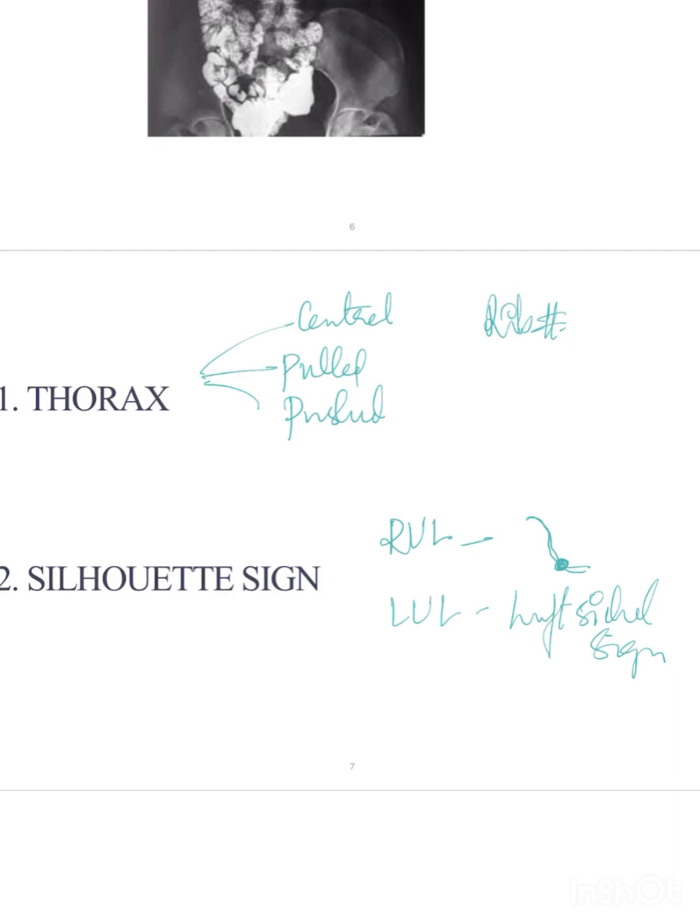Then right heart border is obscured in right middle lobe or medial segment of right lower lobe. Similarly, left heart border is obscured during pathology in lingula or left lower lobe. So just remember these things, and hemidiaphragms are obscured by basal segments of either lower lobes. And the right upper lobe collapse is seen in golden S, termed as golden S sign.